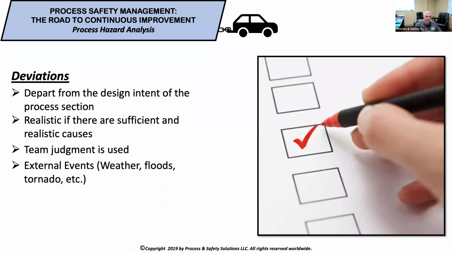And this is where the PSI obviously comes into play again, making sure that our design intent and our safe limits are well defined within our process safety information, so that we can pull that information in for the team and make sure they understand the design intent of that section. Of course, any deviation has to be realistic, with sufficient realistic causes as well. And in a PHA, team judgment is used predominantly.